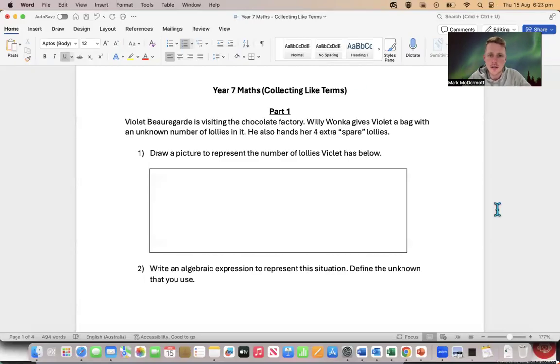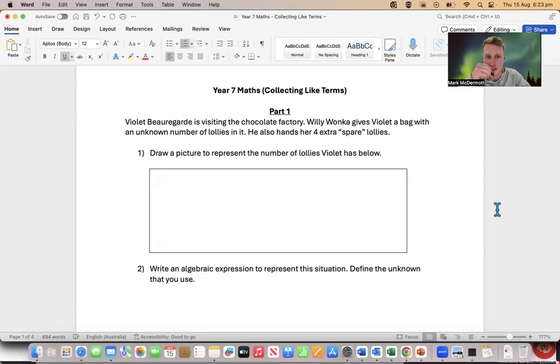All right, so we're going to look at collecting like terms. This is sort of an introduction to algebra topic, and we're going to see how we can take some terms, which is something separated by a plus or a minus, and then bring them together if possible. It'll make sense as we go through.